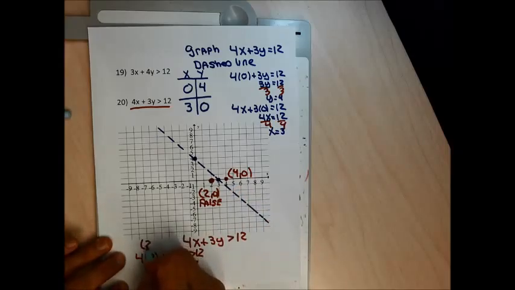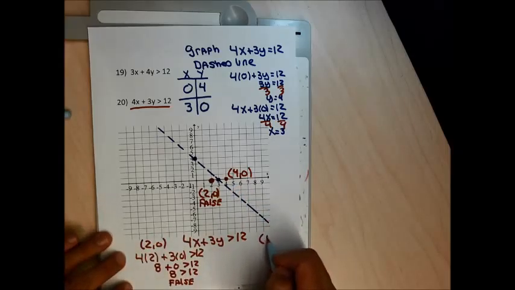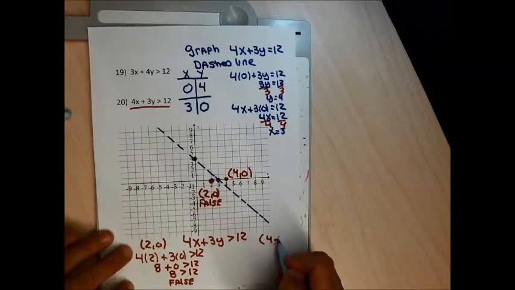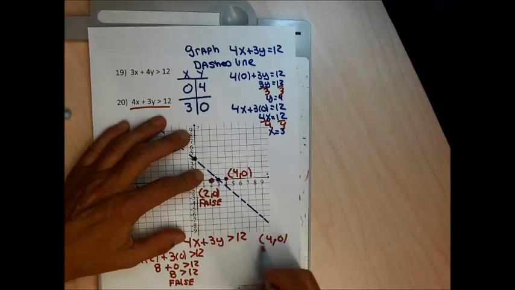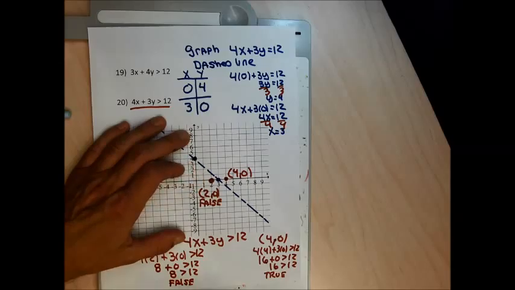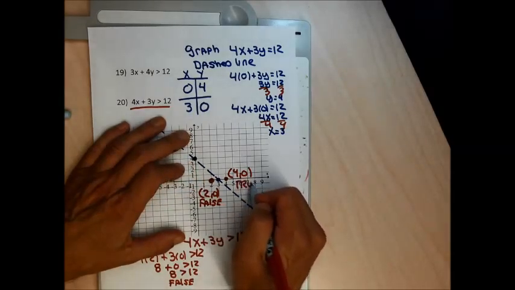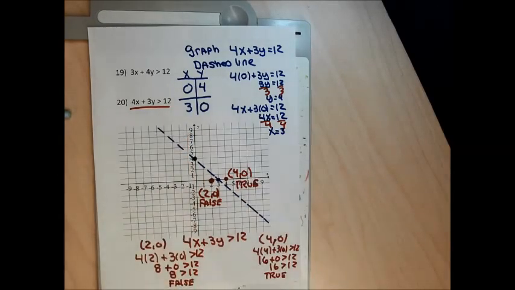So this was using the point 2, 0. Now I'm going to use the point 4, 0 and do the same thing. Plug in 4 for x and 0 for y and go 4 times 4 plus 3 times 0 is greater than 12. This is going to give me 16 plus 0 is greater than 12. This gives me 16 is bigger than 12. I'm going to write true because 16 is bigger than 12. And next to the 4, 0, I'm going to write true.